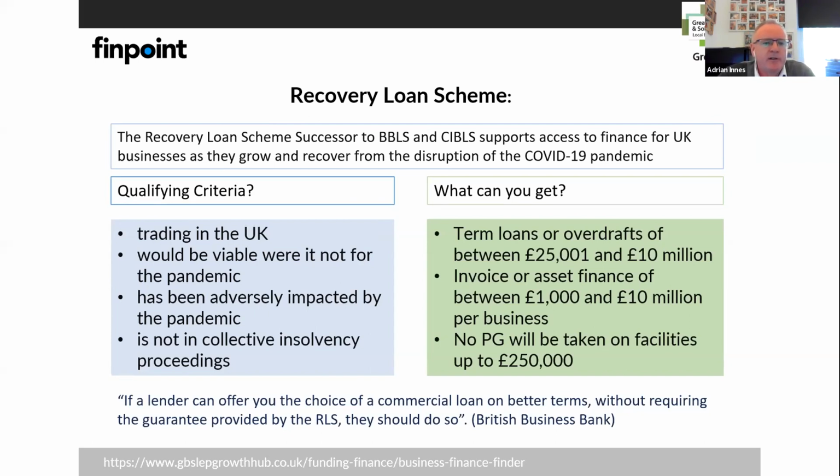So qualifying criteria: trading in the UK, would be viable were it not for the pandemic. Under Bibble and Sybils, funders were looking at the ability to repay, i.e. debt serviceability. But what we're now looking at is what has been the impact of the pandemic, COVID, on the business, and is that business going to recover? It has been adversely impacted by the pandemic. There's not many businesses out there that are going to be able to say they haven't been impacted. The majority of them will certainly have been impacted. Look at hospitality and leisure, for example. And it's not in collective insolvency, so currently not going bust.